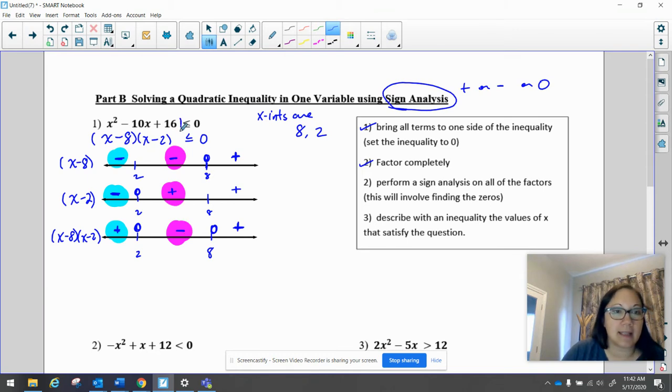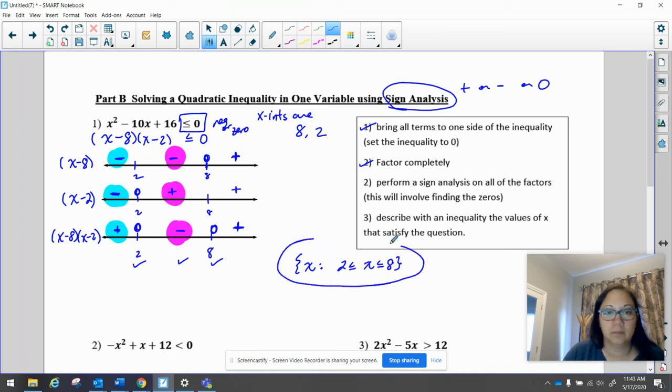So this question was asking us, when is it going to be less than or equal to 0? In other words, negative or 0. So it would be 0 here, it would be negative here, and it would be 0 here. So we have to include that as our solution. So the solution for this one is all x values as long as x is in between 2 and 8, and that includes the 2 and the 8. So without graphing, we can tell where we have negatives or zeros.